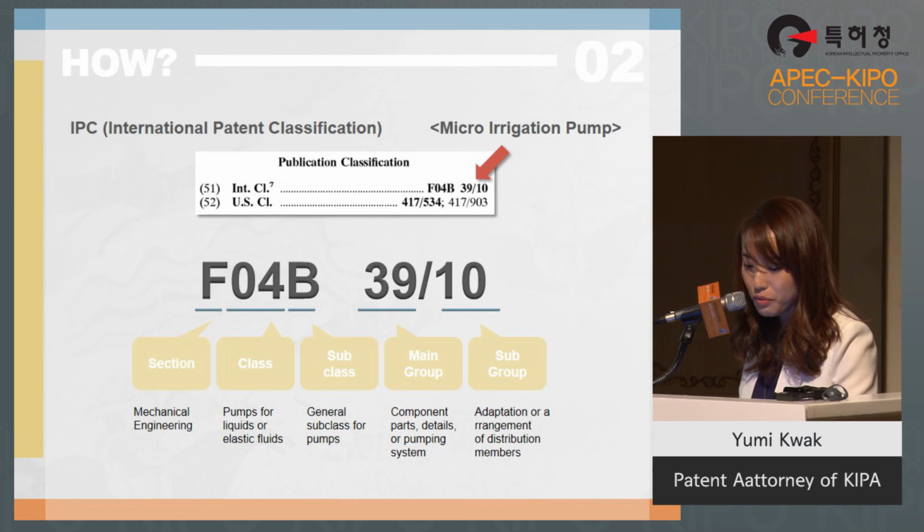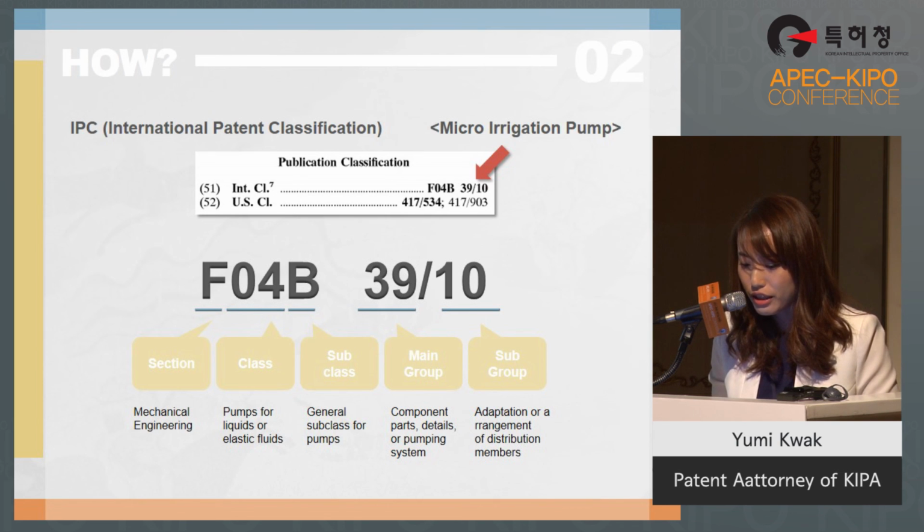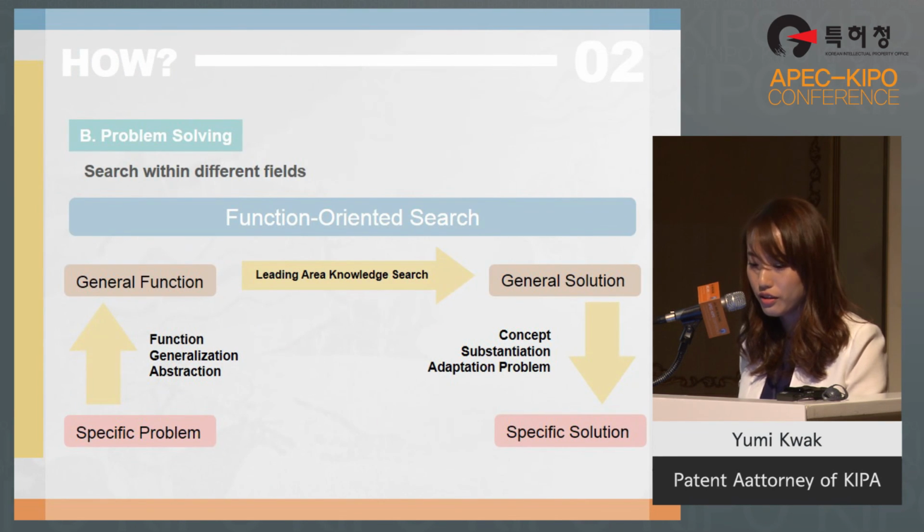So I'd like to explain the second method for utilizing patents, which is searching patents within different fields.